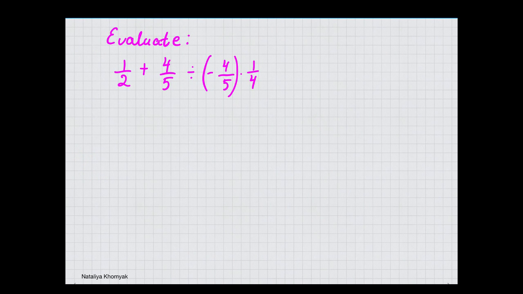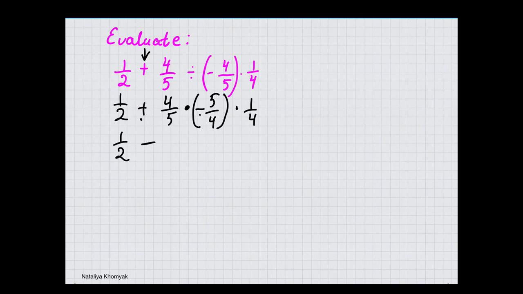Here we have a half plus 4/5 divided by negative 4/5 times a quarter. In order of operations, you would divide and multiply from left to right. So we're going to save this plus sign till the end. So we have 1/2 plus, dividing and multiplying is done left to right. So we have 4/5 times the negative reciprocal, which will be 5/4 times a quarter. So we have 1/2, positive times negative, we have negative.